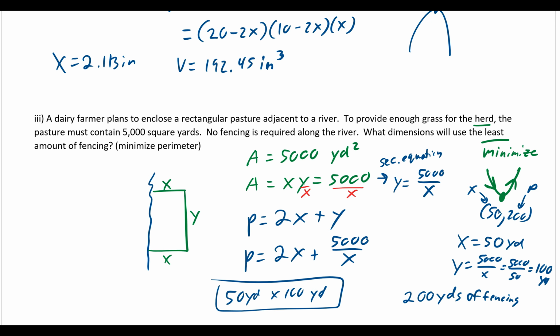I mean, that's a lot. It can really add up. And so by finding the smallest dimensions, the smallest length here, you would save money.